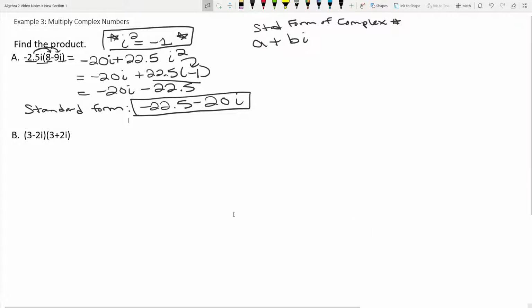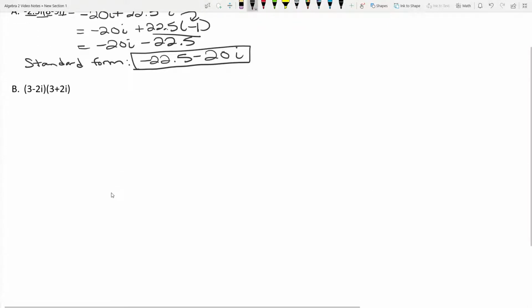All right, so now let's go ahead and look at the next one. This one is a FOIL, right? So you've got to do 3 times 3 is 9. 3 times 2i is 6i. We got negative 2i times 3 is negative 6i. And then last, negative 2i times 2i is negative 4i squared.